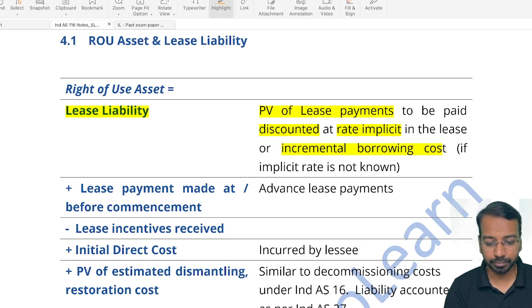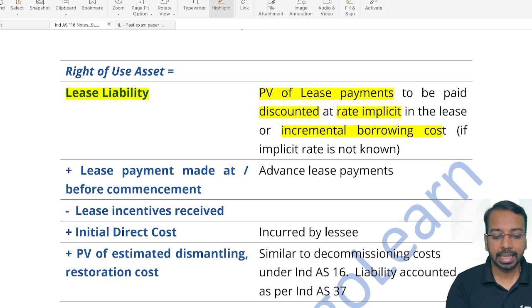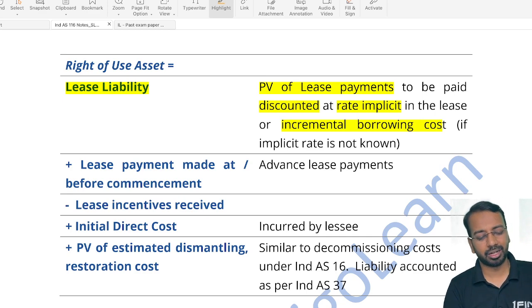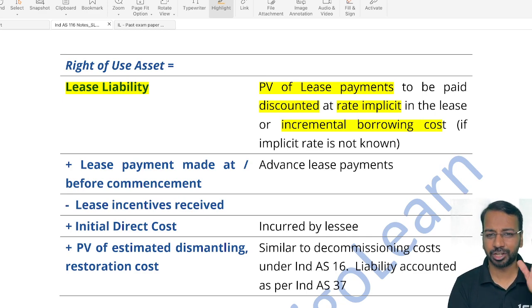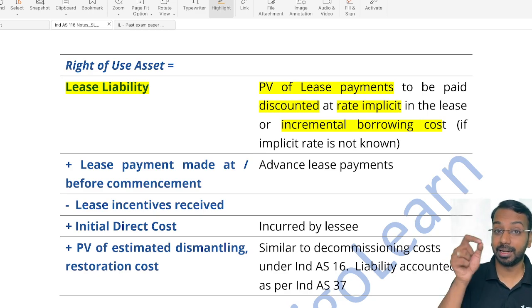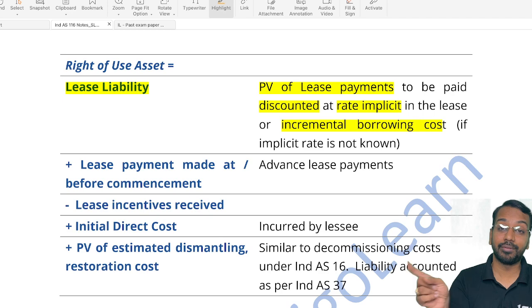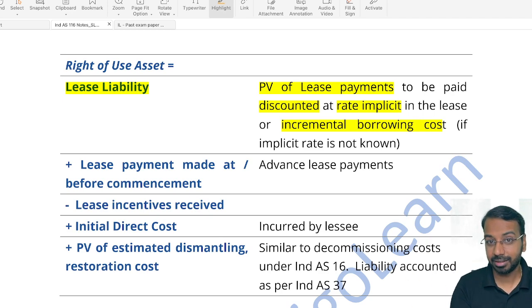Plus initial direct cost. So what is initial direct cost? Any other cost which is incurred to enter into the lease contract, documentation charges, legal fees, registration charges, whatever that is, that will also be included in right of use asset. And then lastly, present value of estimated dismantling and restoration cost. This is something which you would have learned in AS 10, we will learn in AS 16, that also will be included in the right of use asset.